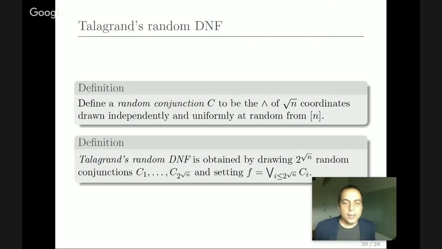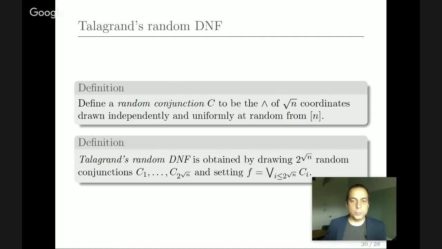And we have such a class of functions thanks to Michel Talagrand originally. And they're Talagrand's random DNFs. So here this construction is going to be fairly simple. What we're going to do is pick random conjunctions. I'm going to take the AND of a random set of coordinates. And here, just to make the parameters work out right, I'm going to pick square root n of the coordinates.